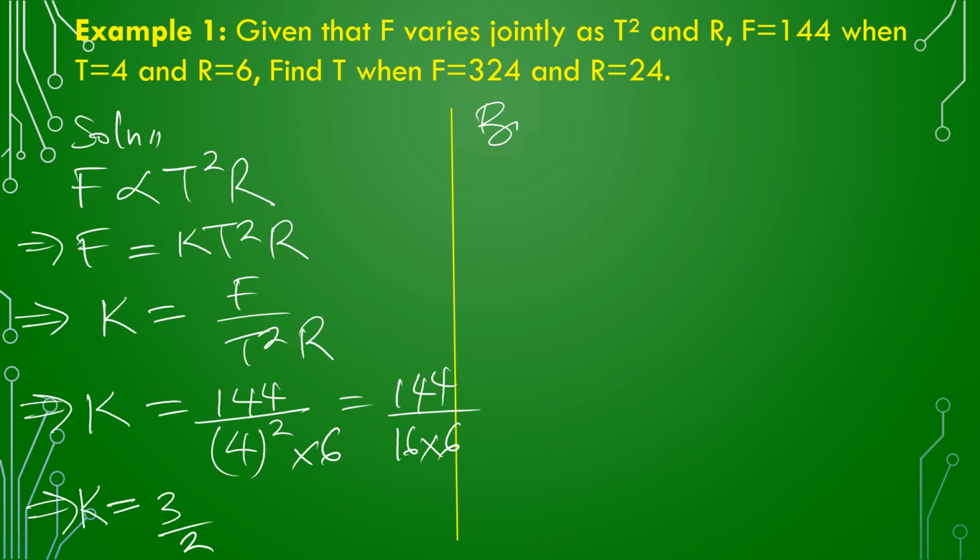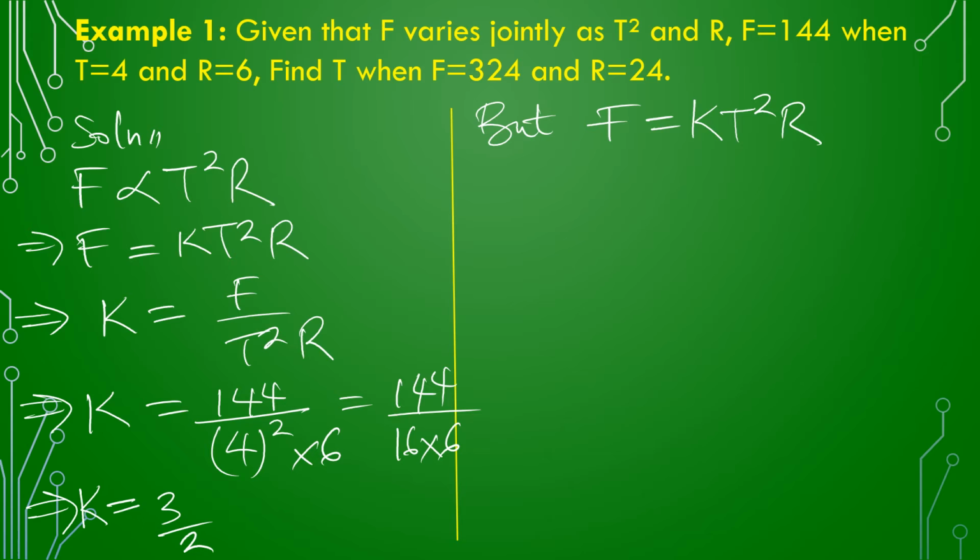But we know that F is equal to k t squared r. Don't forget, from this equation, our F is equal to k t squared r, and we have known the value of k. So anywhere you see k, you put 3 over 2. But I said we should find t when F is equal to 324 and r is equal to 24. So from here, we are looking for t. So from here, what do we do?